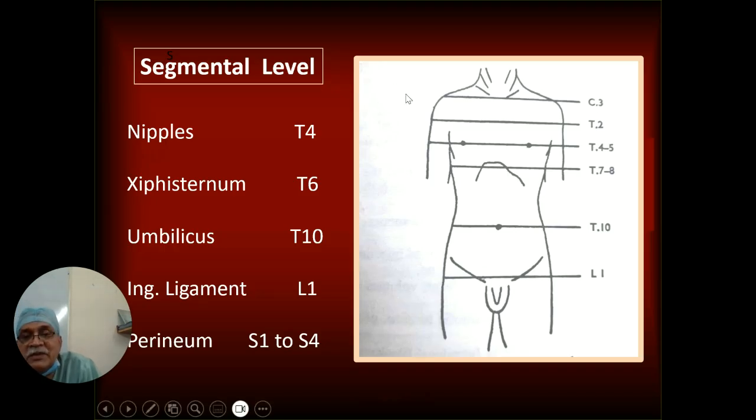We should know about the segmental level. Suppose we want to give spinal for a cesarean section, the T4 level should be reached. Xiphisternum is at T6, umbilicus is T10, inguinal ligament is L1. Depending on the mid-spinal or high spinal, one can plan depending on the surgical procedure.